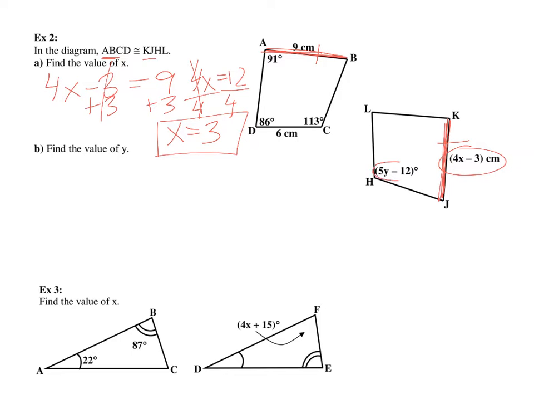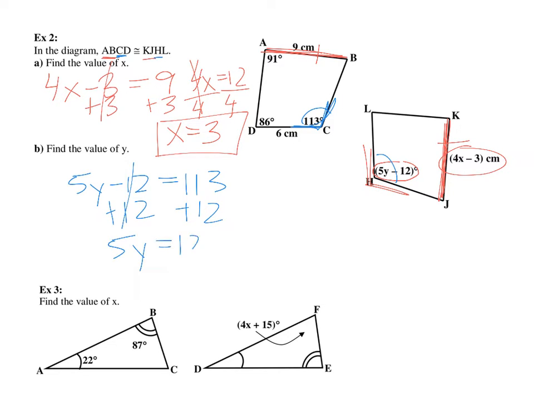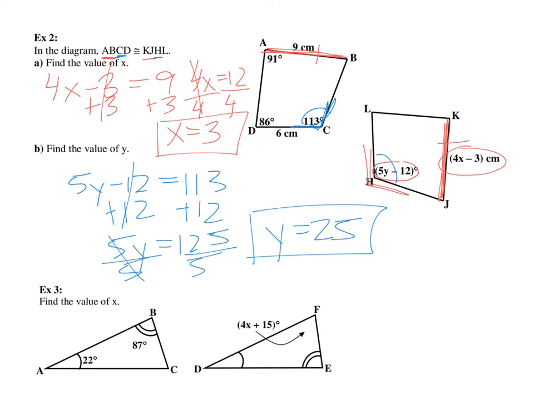All right. Here I have y and this expression that represents this angle measure for H. So here's H. That corresponds to C. Here's C. All right, these are the same. So 5y minus 12 is equal to 113. I add 12. 5y is equal to 125. Divide by 5, and y is equal to 25. Alrighty. Going on to example 3.